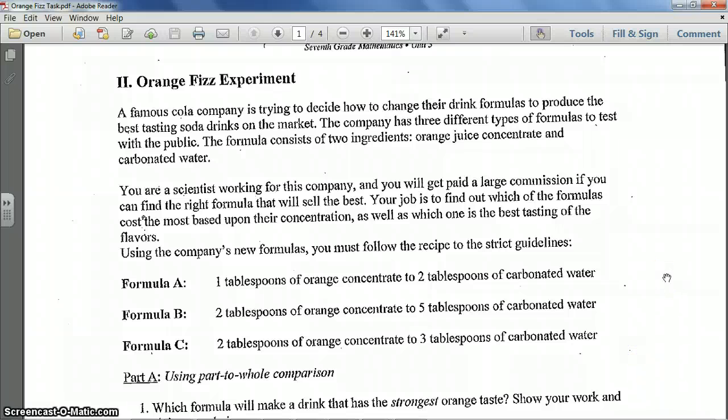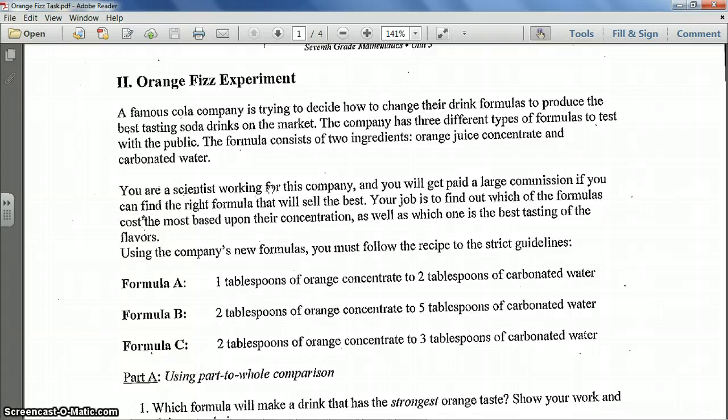It says a famous cola company is trying to decide how to change their drink formulas to produce the best tasting soda drinks in the market. The company has 3 different types of formulas to test with the public. The formula consists of 2 ingredients, orange juice concentrate and carbonated water. You're a scientist working for this company. You will get paid a large commission if you can find the right formula that will sell the best.